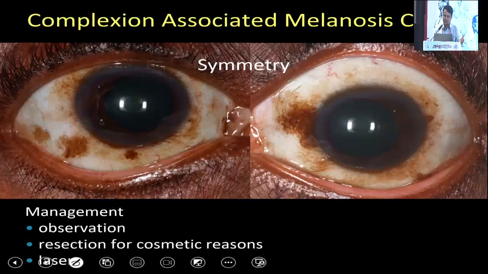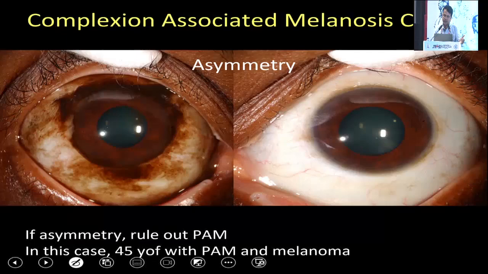Now, these are typical features of complexion associated melanosis. It has this cobblestone kind of architecture, some amount of symmetry. It may not be exactly mirror image symmetry, but there is some amount of symmetry in terms of the extent of pigmentation. Then it is complexion associated melanosis. You simply observe it. Any amount of gross asymmetry is primary acquired melanosis. This is not complexion associated melanosis. This is primary acquired melanosis because there is asymmetry.